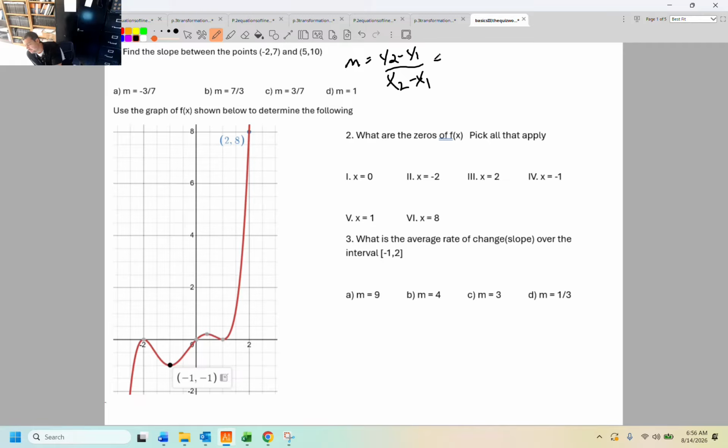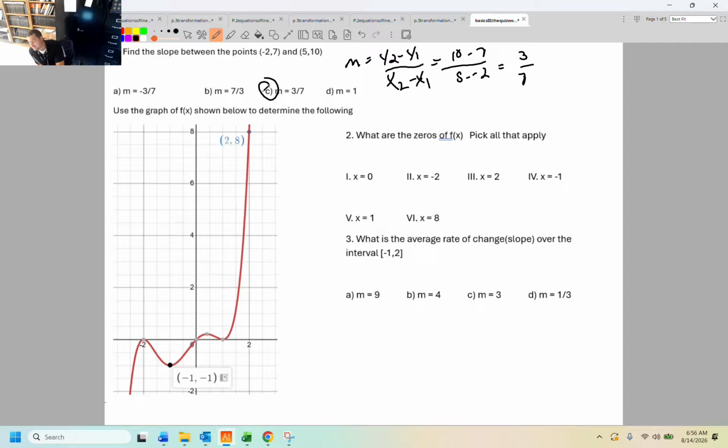10 minus 7, sitting pretty over 5, take away a negative 2. 10 minus 7 being 3, 5 take away a negative 2 being 7. So we're looking at 3/7 as an answer. All right, moving forward, number 2.